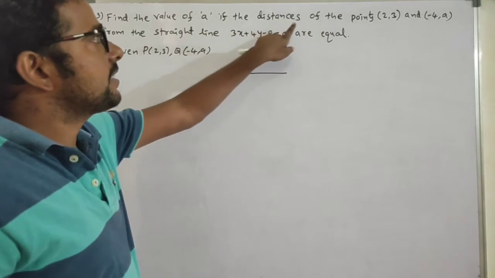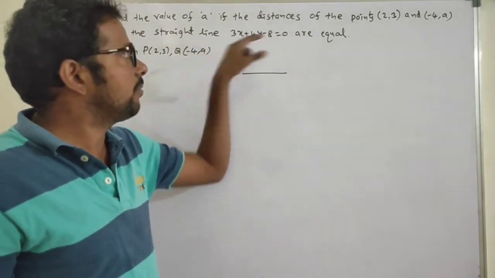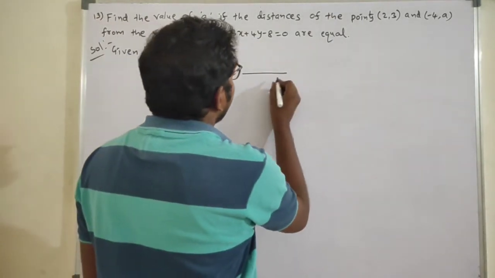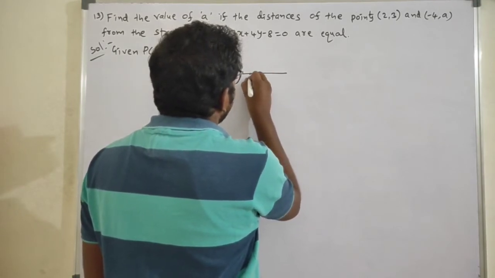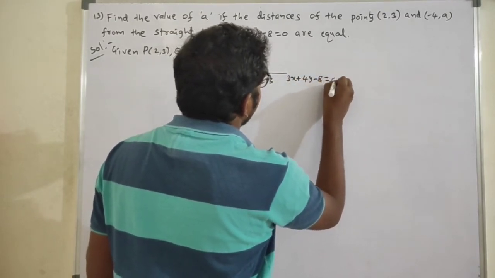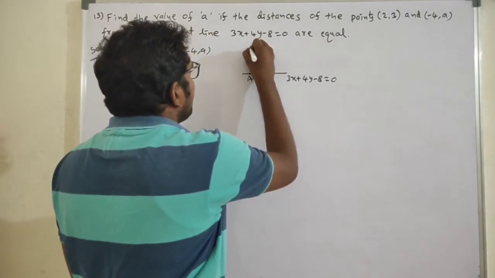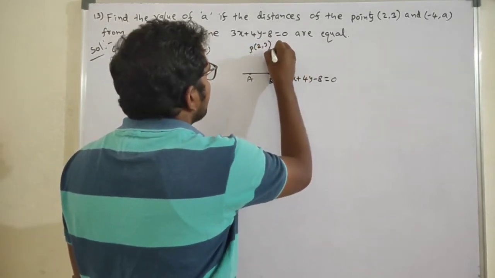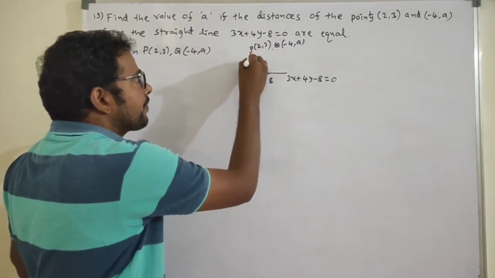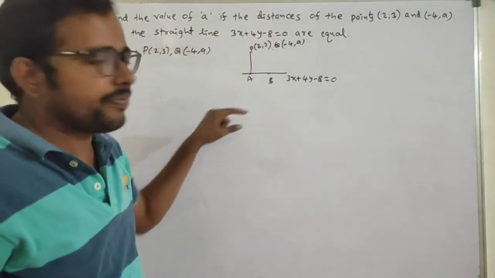Now the 13th question. Find the value of a, if the distances of the points (2, 3) and (minus 4, a) from the straight line 3x plus 4y minus 8 equals 0 are equal. The distances of the two points from this line are equal. Take this as the given line AB, with equation 3x plus 4y minus 8 equals 0. Take the first point as P, P of (2, 3), and the second point as Q, (minus 4, a). The distance from P to the given line, and the distance from Q to the line.